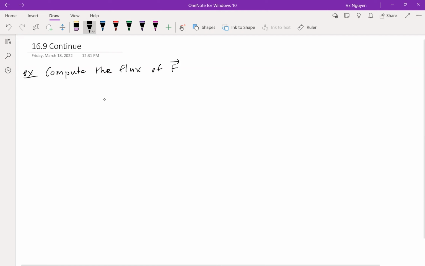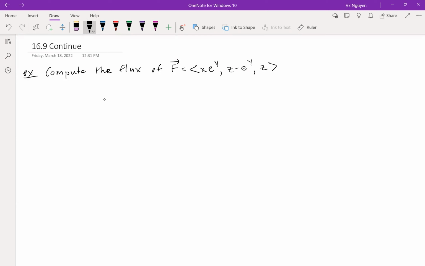of F, this is the vector field F here: x e^y, z minus e^y, z, through the ellipsoid.